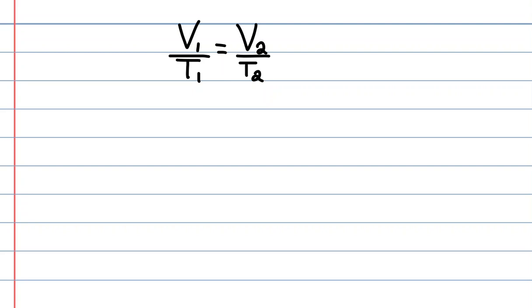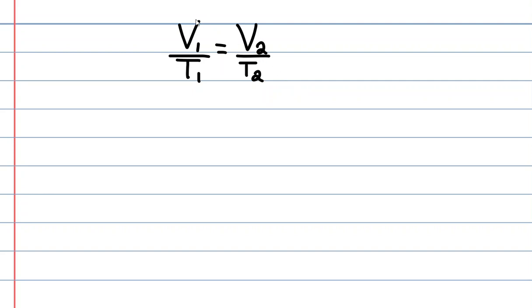We have this equation here. This is Charles's law equation: V1 over T1 equals V2 over T2. What I would like you to do is rearrange this equation every single time into something that looks a little bit more like Boyle's law.